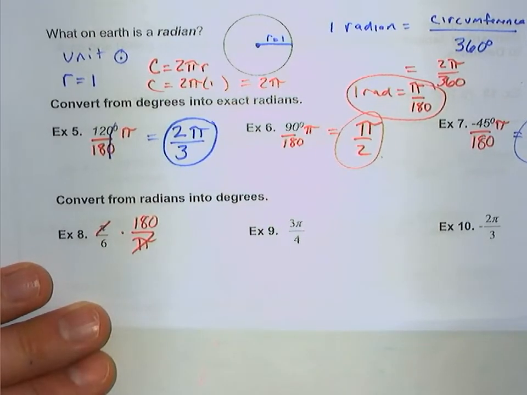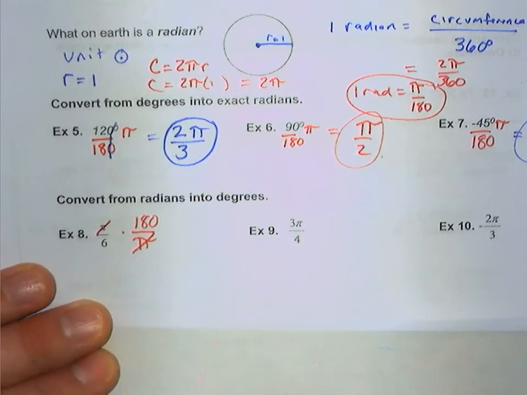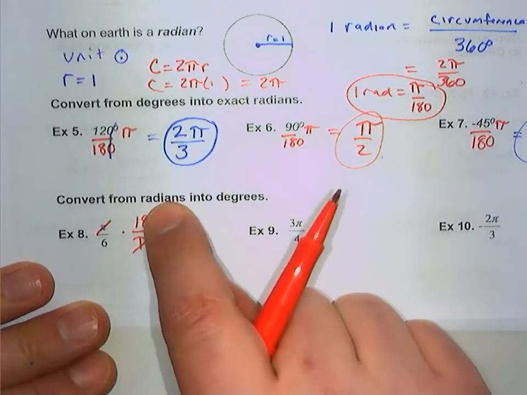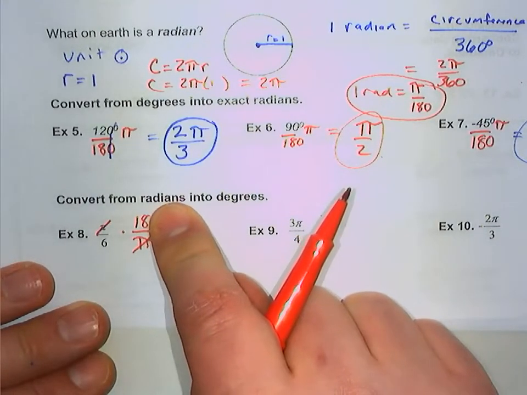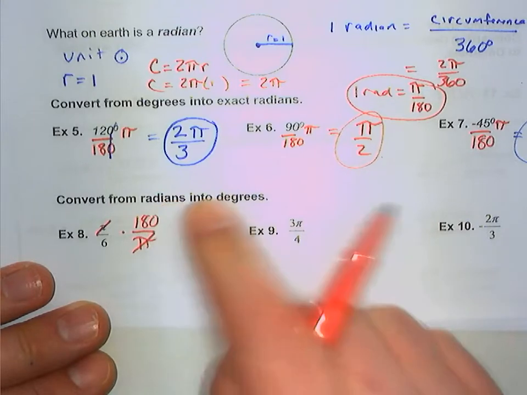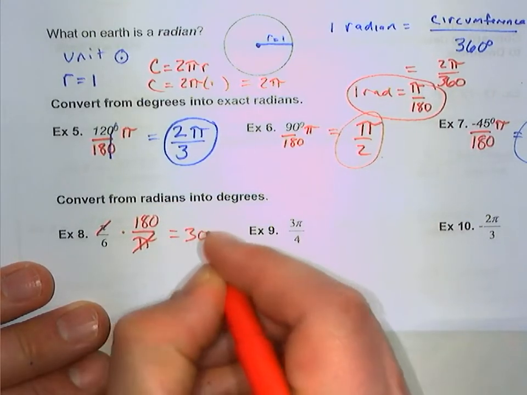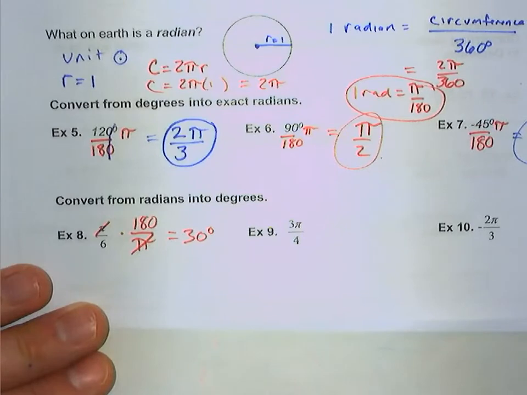And now I take 180 and divide by 6, or take 18 and divide by 6. What's 18 divided by 6? 3, and then add the 0, you get 30. Pi over 6 is 30 degrees.